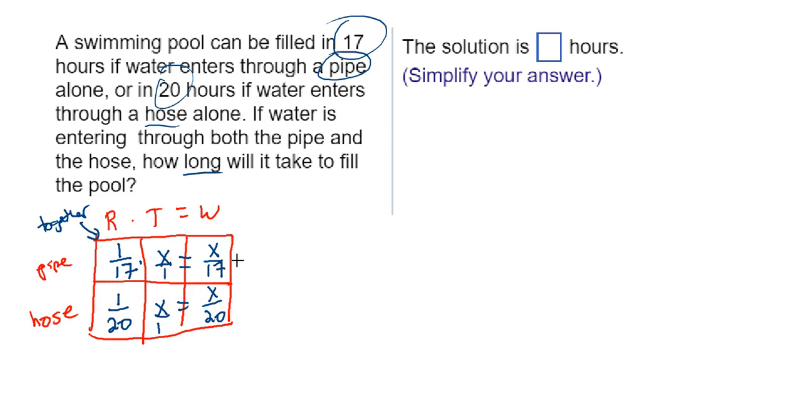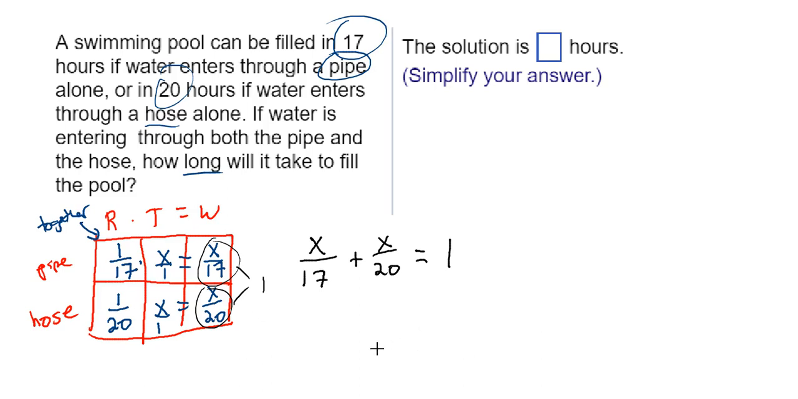And so remember what these represent. This is the amount of work that the pipe is contributing to filling up the pool. This is the amount of work that the hose is contributing to filling up the pool. If I take the work they're doing and combine them together, they should get one job done. One pool should get filled up. And so the equation is going to be X over 17 plus X over 20, right? That's the work the pipe contributes plus the work the hose is contributing. Together, they will get one job done. And so that's the equation we need to solve.